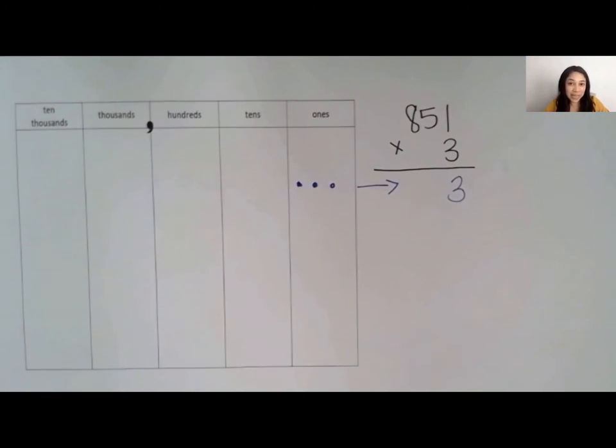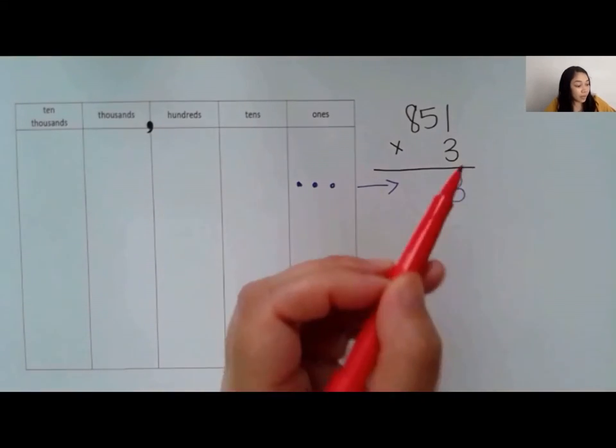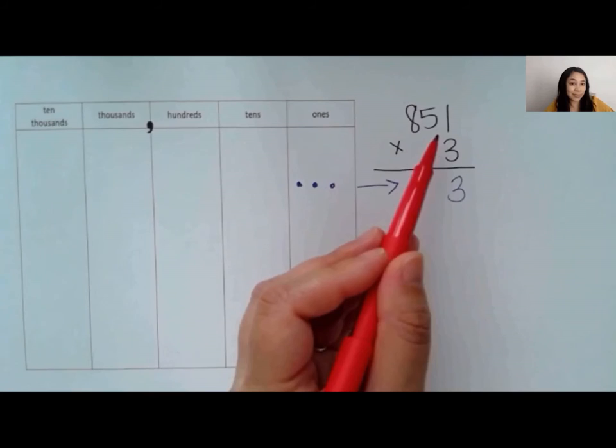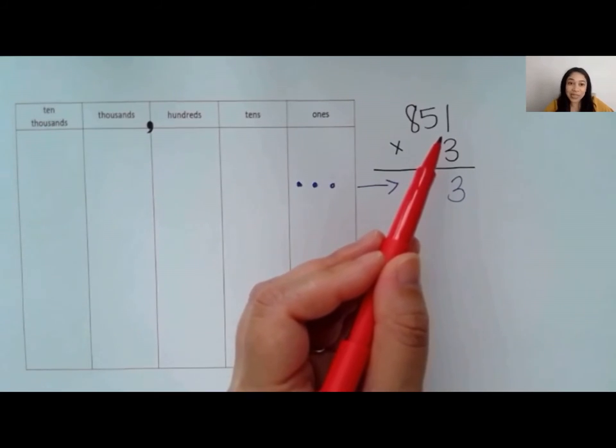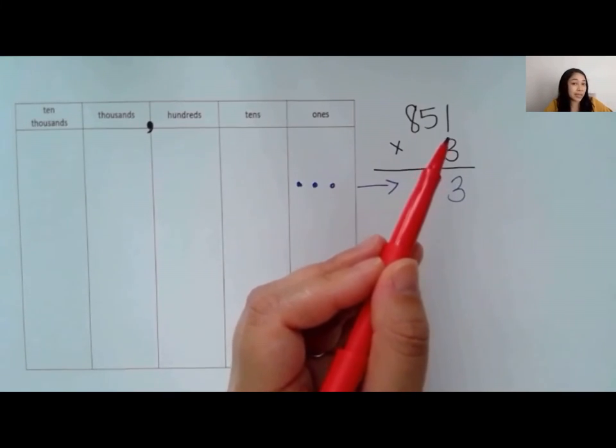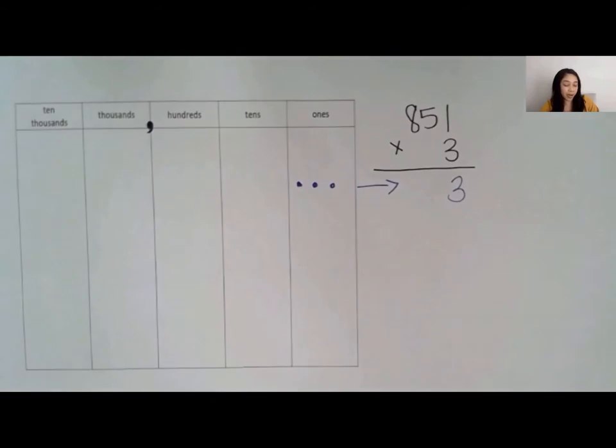Let's now move into the tens place. 3 times 5 tens is 15 tens. We're going to record this in our place value chart as 1 hundred 5 tens. And we'll record this one a bit lower than the ones so that we can see the separate partial products.